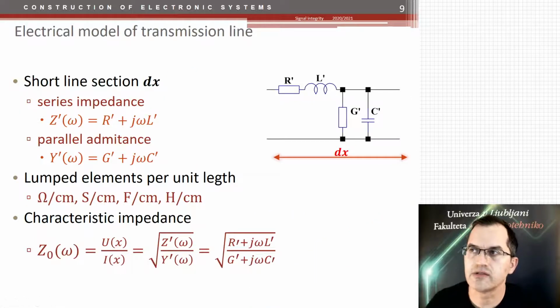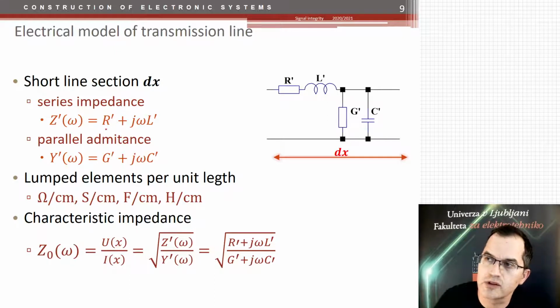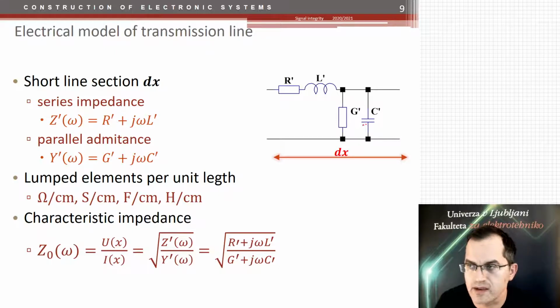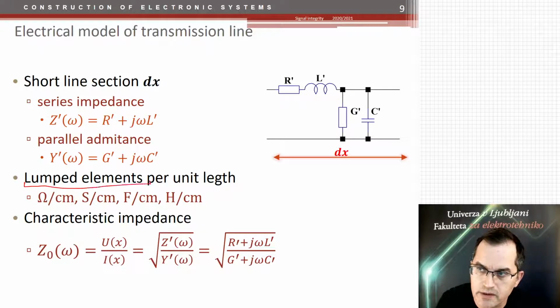And electrical transmission lines can then be modeled as small lumped component circuits. What are the lumped components? These are resistors, inductors, conductors, and capacitors expressed per unit length, which are called lumped elements. So we have ohms per centimeter, nanohenries per centimeter, and so on. We have a series impedance, Z series, and a parallel admittance.